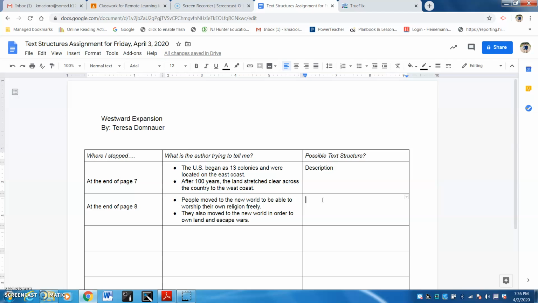So if I look at those details, I'm looking at why people moved here. So when I look at why, that's a clue word for cause and effect. So they moved to the New World because they wanted to worship. They moved to the New World because they wanted to own their own land. And they wanted to escape wars that were happening where they were living. So that is a cause and effect text structure.